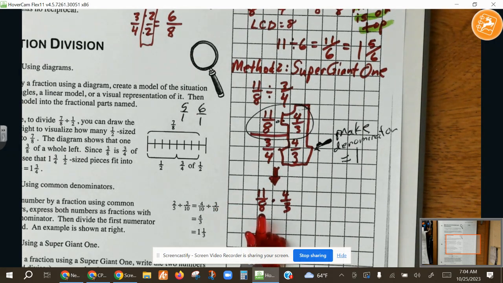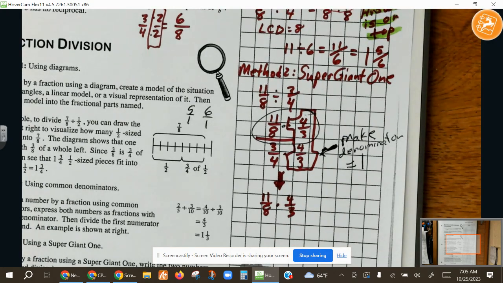So by doing keep, change, flip, you're actually using the inverse property, which says any number times its reciprocal is 1, and you're using the identity property, which says any number times 1 is that number itself. So let's find out what that number is.